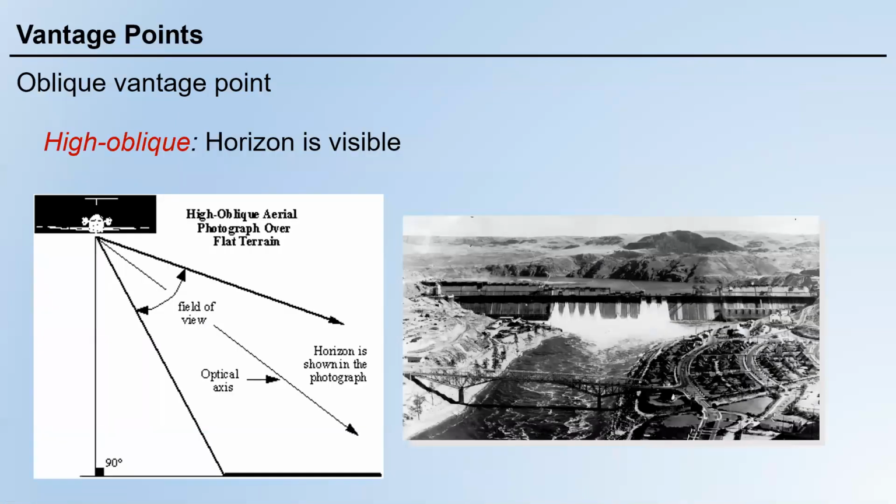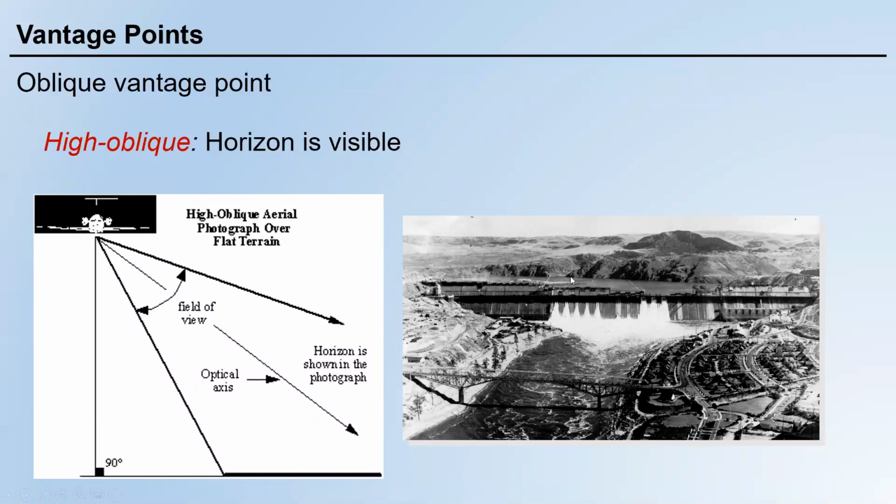Since there is low oblique scenario, there is also high oblique scenario in which horizon is visible. So here you can say the camera is looking away, similar to the low oblique situation, but here the camera also includes the landscape very far away. Which means that here you can say that this is a horizon. Horizon is the boundary between sky and the ground, right? When you're looking very far away.